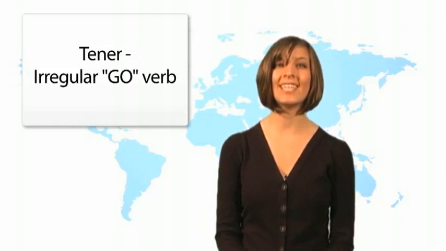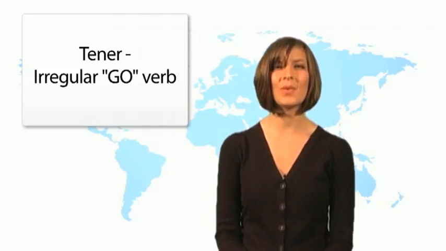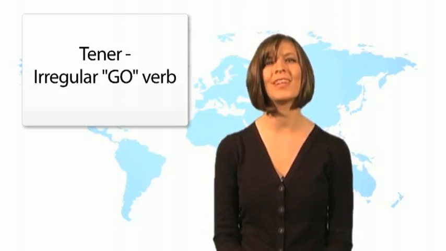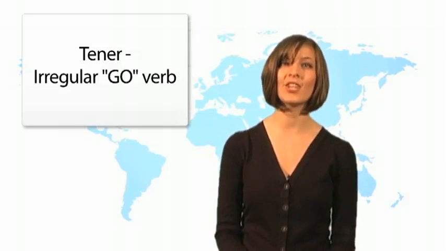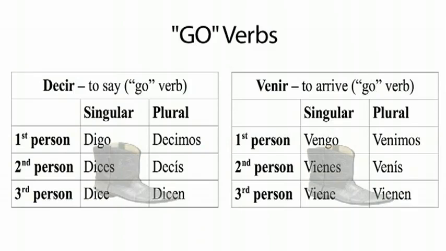That's because tener is irregular and is what a lot of people call a go verb since the yo form ends in go. Many go verbs like tener, decir, and venir are also stem-changing verbs in the tú, él, ella, usted, ellos, ellas, and ustedes forms. Or the boot. I told you we'd see that boot again.